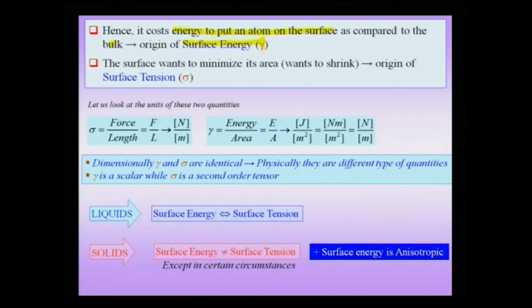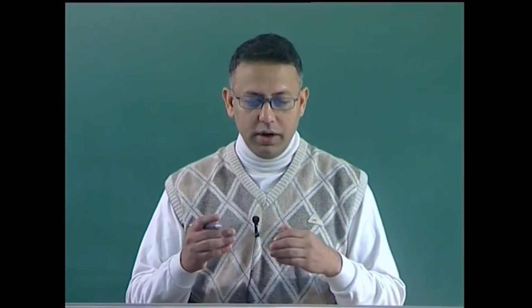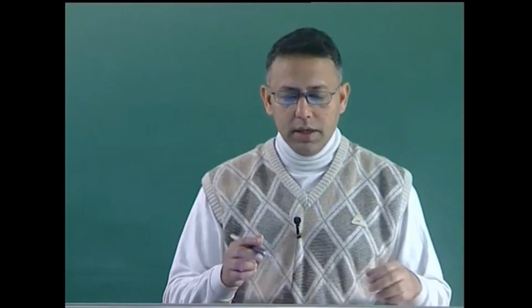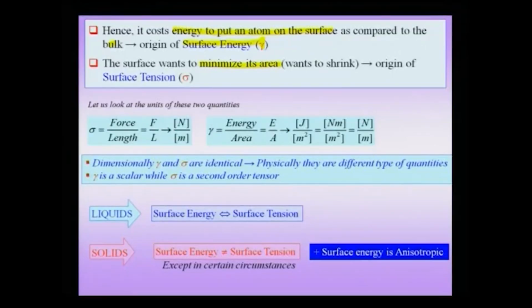Since the atoms on the surface have a higher energy, the system wants to minimize the surface area. The atoms want to go closer to each other, or in fact into the solid, and this tendency for minimization of area, or the tendency to shrink, is the origin of what is known as surface tension. We shall see now there is an important caution to be kept in mind: often surface energy and surface tension are used interchangeably, but this is not to be done.